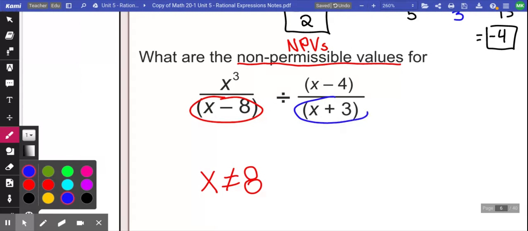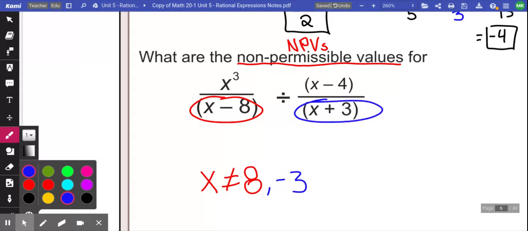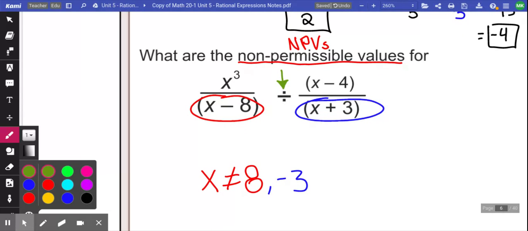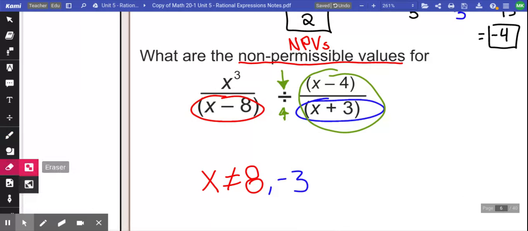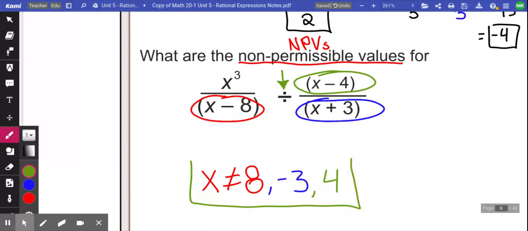And over here, we have another fraction. So if x was -3, it wouldn't work, because -3 plus 3 is 0. That's no good. But now we have a little bit more of an issue. If you look, there's another division symbol right here now. And what that means is that this fraction as a whole can't equal 0. Otherwise, you'd be dividing by 0. So that means the top of my second fraction also cannot equal 0. That means I cannot have x equal +4. My NPVs would be 8, -3, and 4.